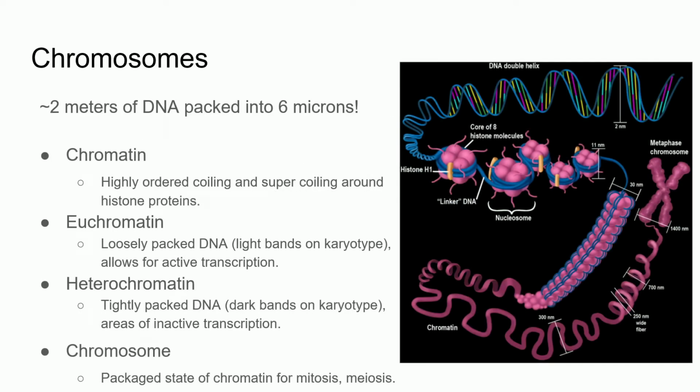How do we fit approximately 2 meters of DNA into a cell nucleus that's only 6 microns in diameter? By packing the DNA into chromatin and chromatin into chromosomes. Histones are proteins that complex together to help package the DNA into what we call nucleosomes. And these proteins are the main component of chromatin. There are 5 histone proteins: H1, H2A, H2B, H3, and H4.